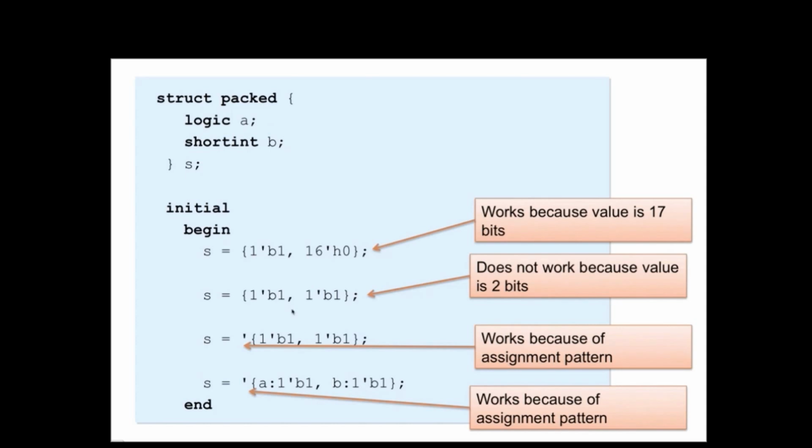And if you want to be even more descriptive, instead of relying on the order of the fields, you can actually use the key value. That's what a and b are here. These are the key values, and now you can put these in any order. And again, you need to use the assignment pattern to actually make it work.